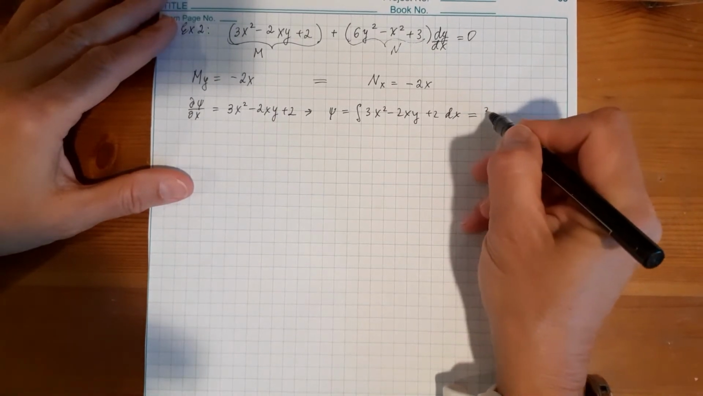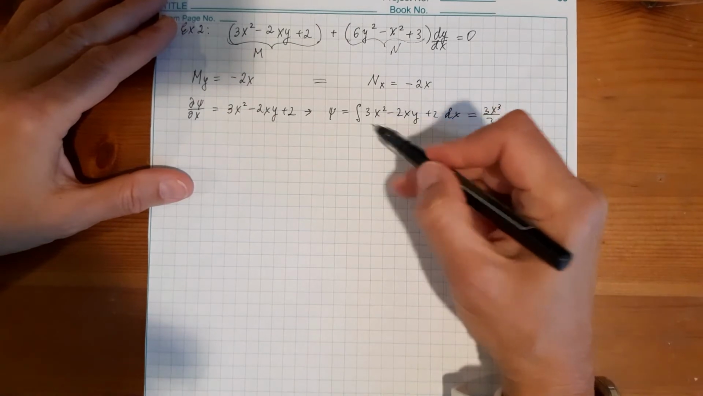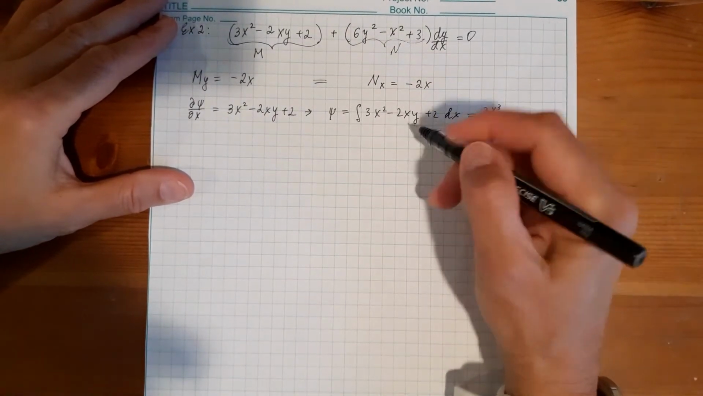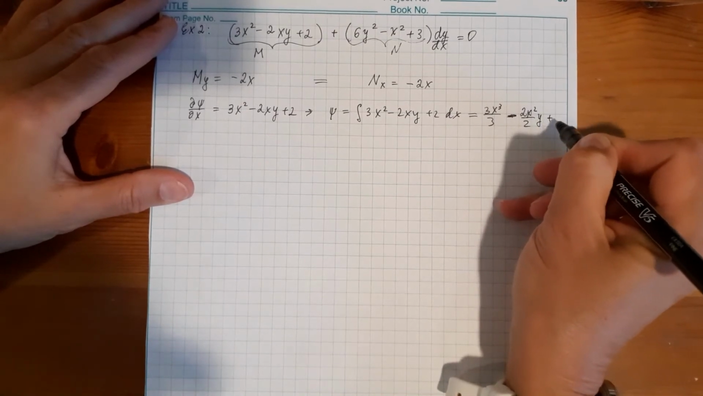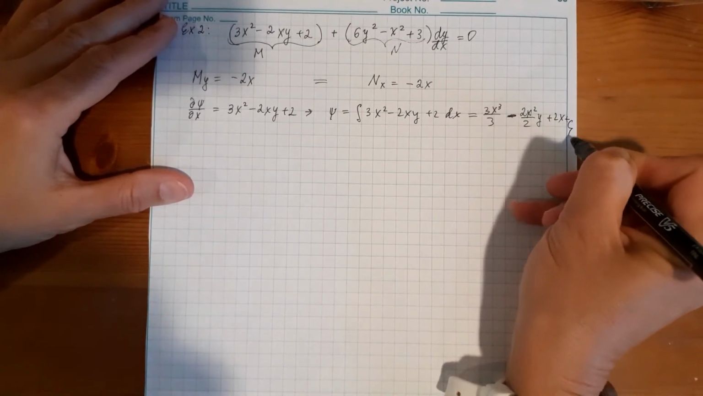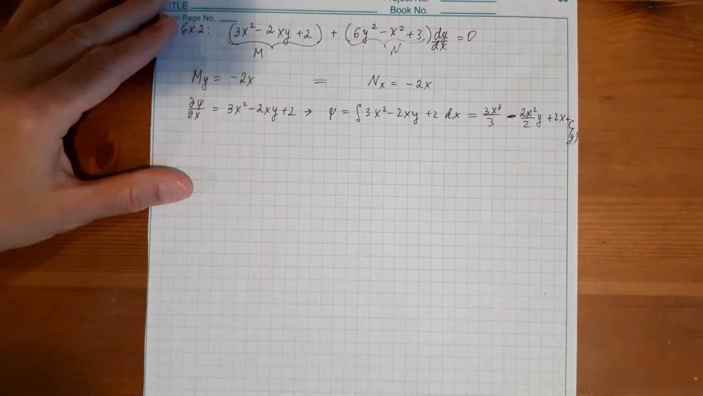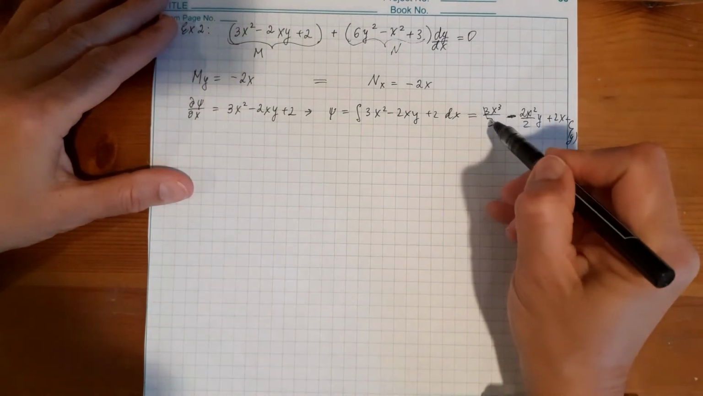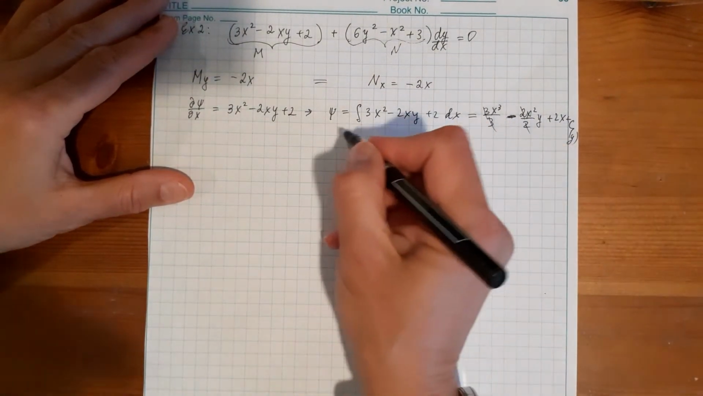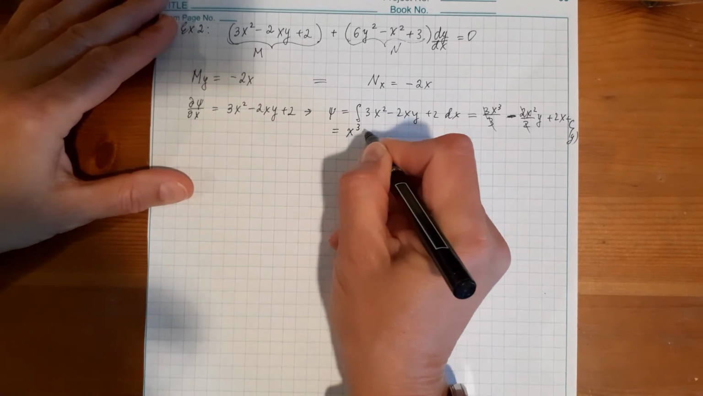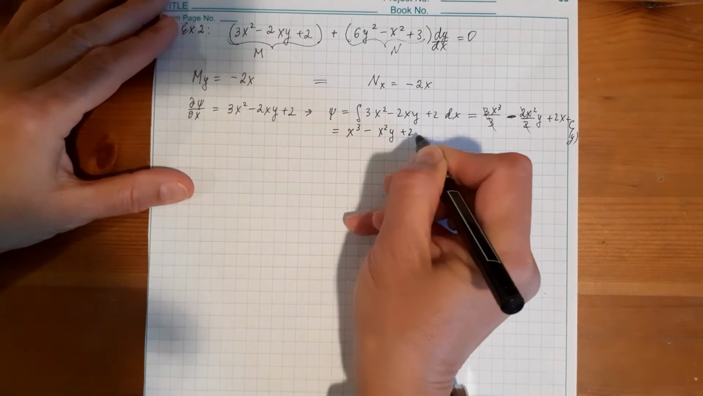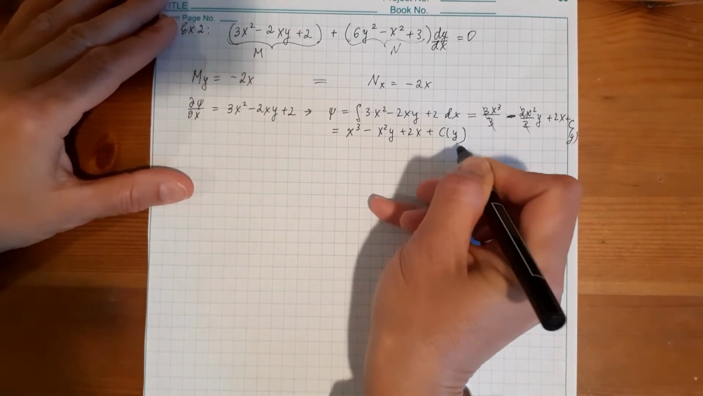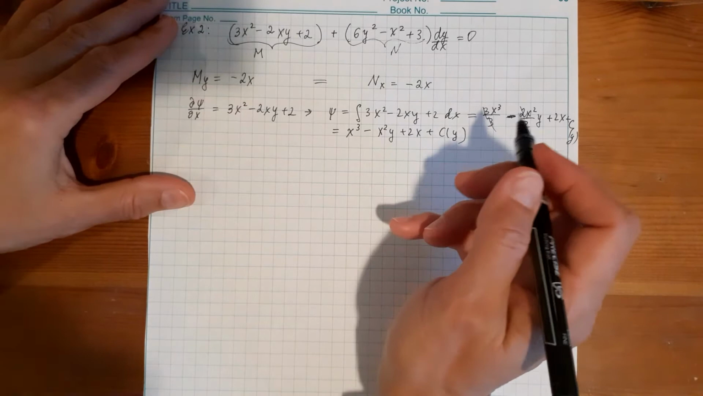So I have 3x cubed over 3 for this one, right? If I integrate by x over here, it's 2x squared over 2 times y, and 2x plus a constant which can depend on y, right? Because we are integrating by x, or differentiating by x, there can be a constant depending on y. I'm going to cancel this and this and this and get a very nice solution: x cubed minus x squared y plus 2x plus a constant of y. It can be a whole function of y, but no function of x.